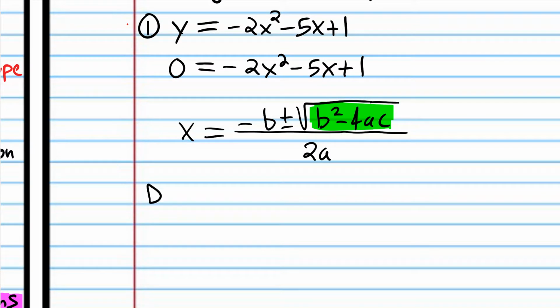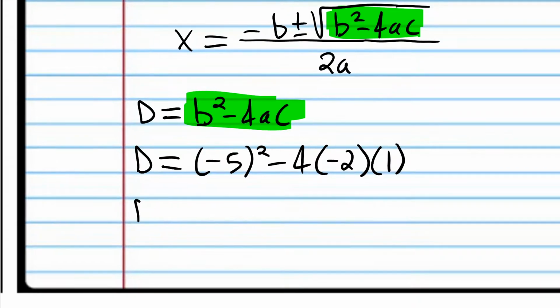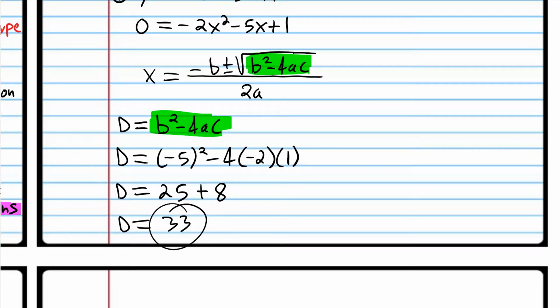So all we have to do is find the discriminant, which again is that part in green under the root. And so B is -5, and A is -2, and C is 1. And then if we simplify, we get 25 plus 8, which is 33. So we don't really care exactly what the number is. We just want to know, is it negative, 0, or positive? Those are the 3 categories. So we see that this number is positive 33.